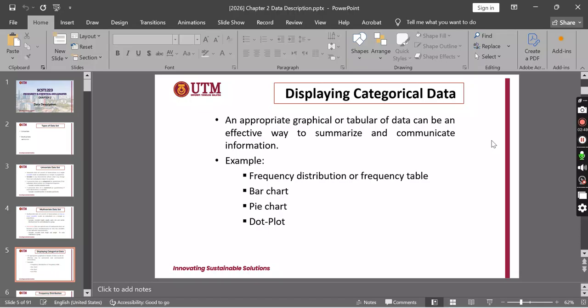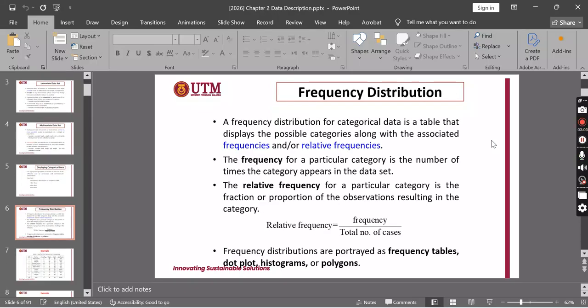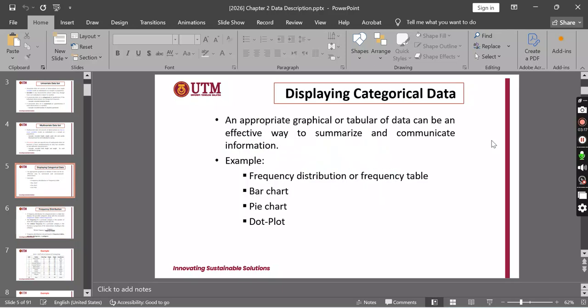Okay, displaying categorical data. How can we display the categorical data? We can display it through the frequency distribution or frequency table, bar chart, pie chart, and dot plot. Also, we have relative frequency, which is frequency divided by the total of the cases or total of the data set that we have. In an example, we will explain all of them.